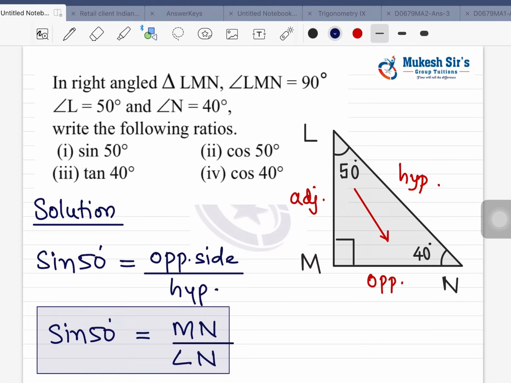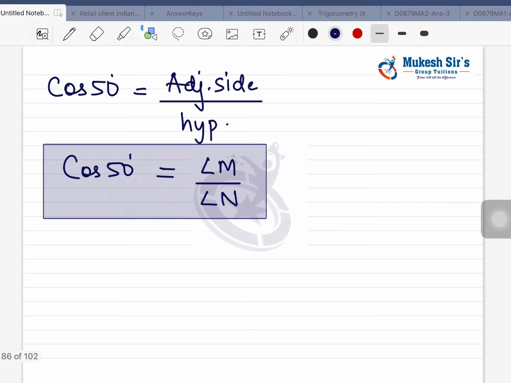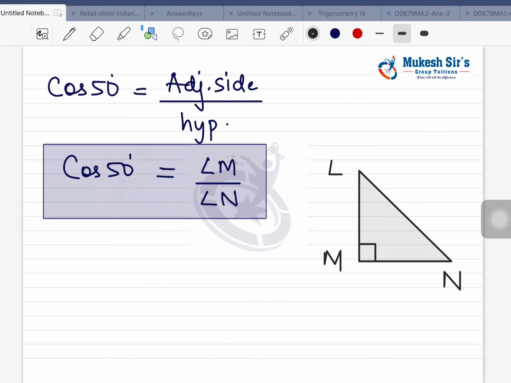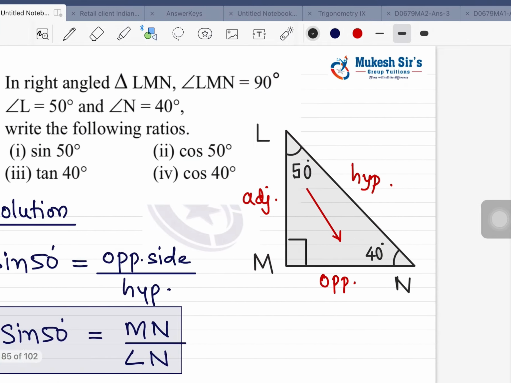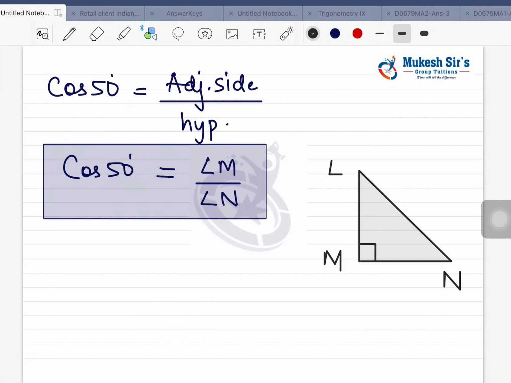Then you want tan 40. Now you want tan 40. So now we need the opposite side of 40. I will just draw one more diagram to make you understand. This is your triangle LMN, and you want the tan and cos of 40. So this is 40 degrees now. Angle N is given as 40 degrees in the question. So this is the hypotenuse, the opposite side of 40, the adjacent side of 40.